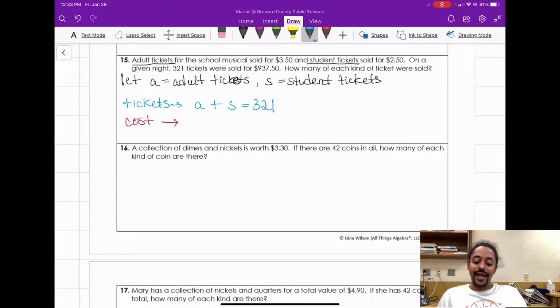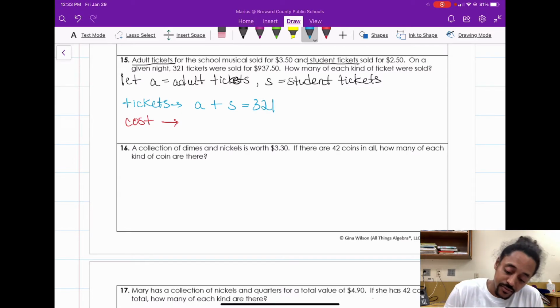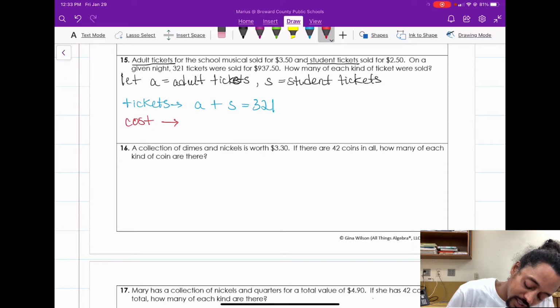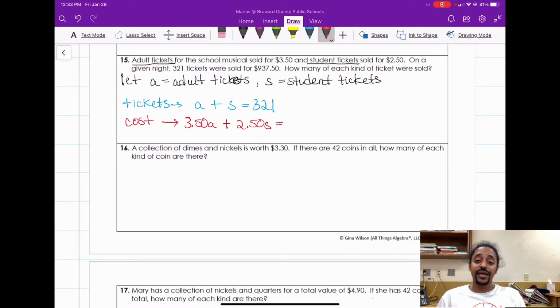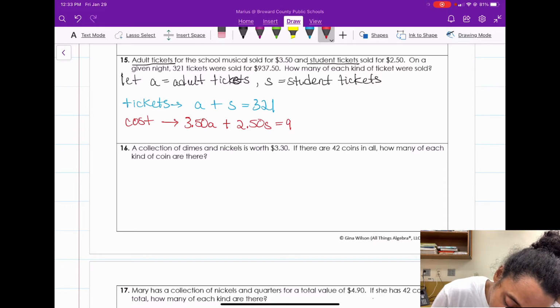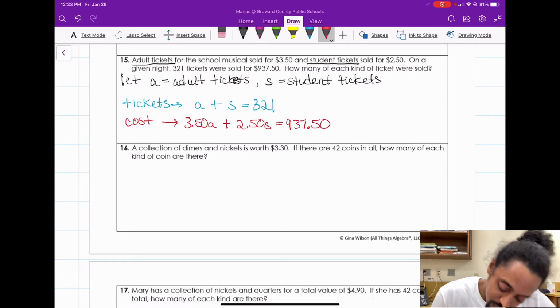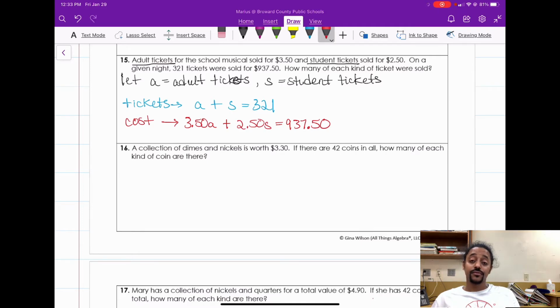All right. Now let's talk about the cost of each type of ticket. The cost of the adult ticket was $3.50, so $3.50 per adult, right? So 3.50 times A, plus it was $2.50 for student tickets, so 2.50 times S, is equal to, how much money did they make that night? $937.50. And there it is. Let's move on to number 17.